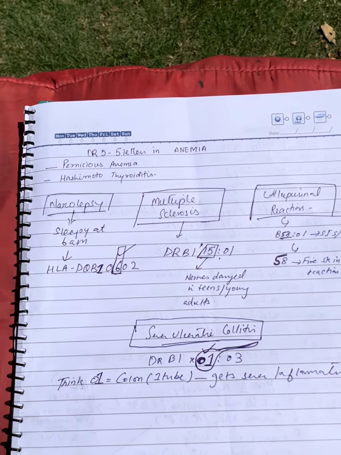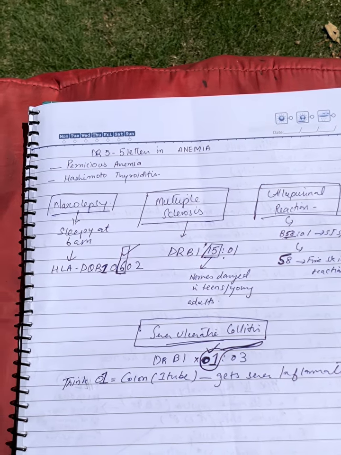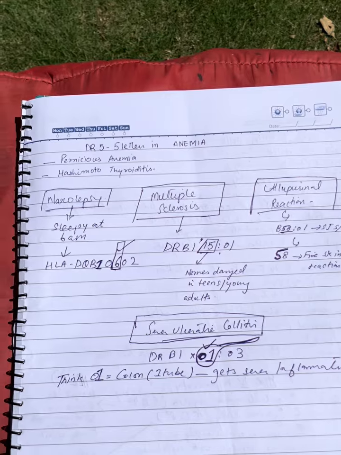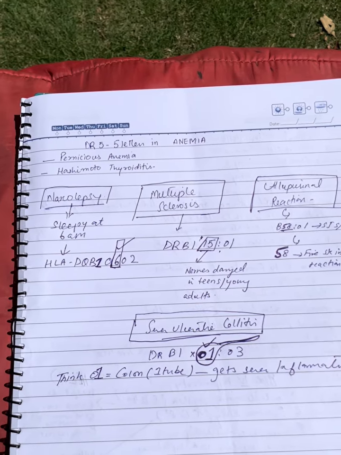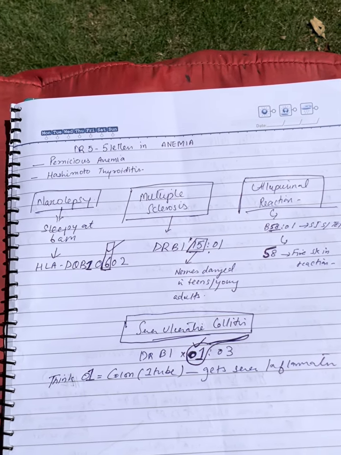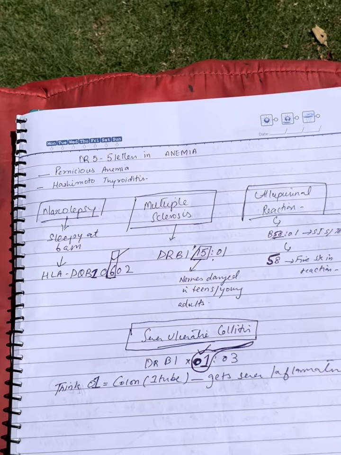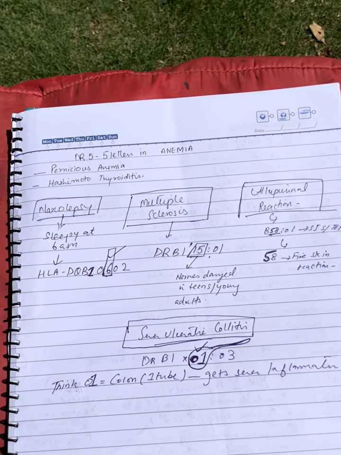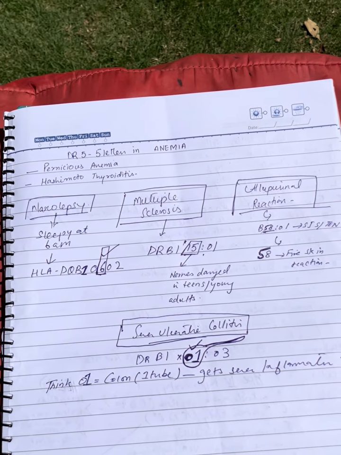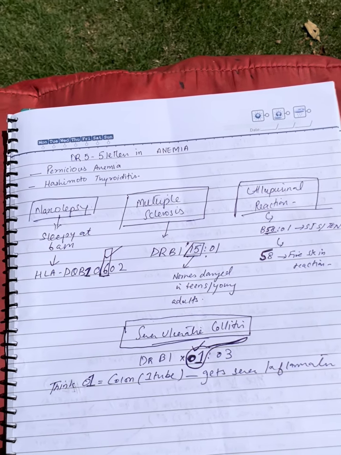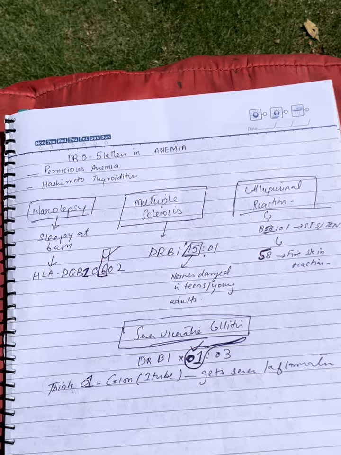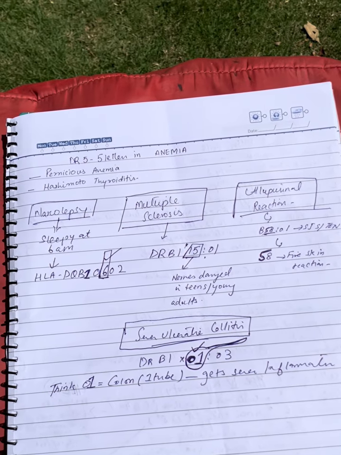There are 4 other conditions that you need to remember about the HLA. Narcolepsy: you can remember it by the mnemonic "sleepy at 6 a.m." So HLA-DQB1*0602 is present in narcolepsy. Multiple sclerosis is DRB1*15. Nerve damage in teens and young adults. So remember the 15 that is present in multiple sclerosis.